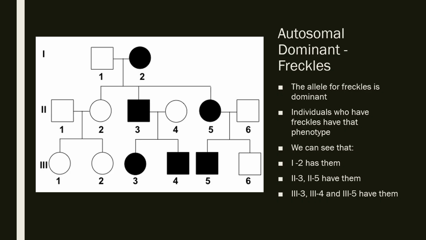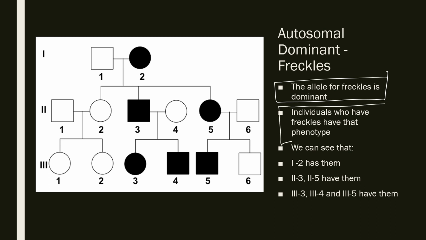So this first example that we're going to walk through is of an autosomal dominant trait of just having freckles. So it's literally whether or not you have freckles as an individual. It has nothing to do with sex chromosomes. It's literally just what do you look like? So we know that the allele for freckles is a dominant trait. We know this because it's given to us in our background information here.